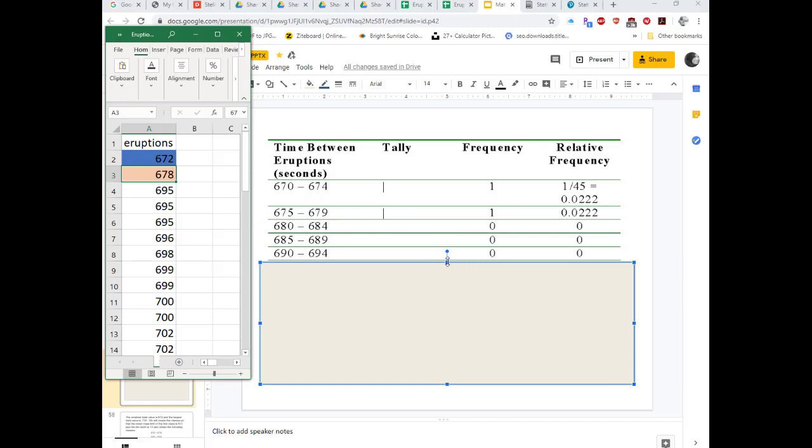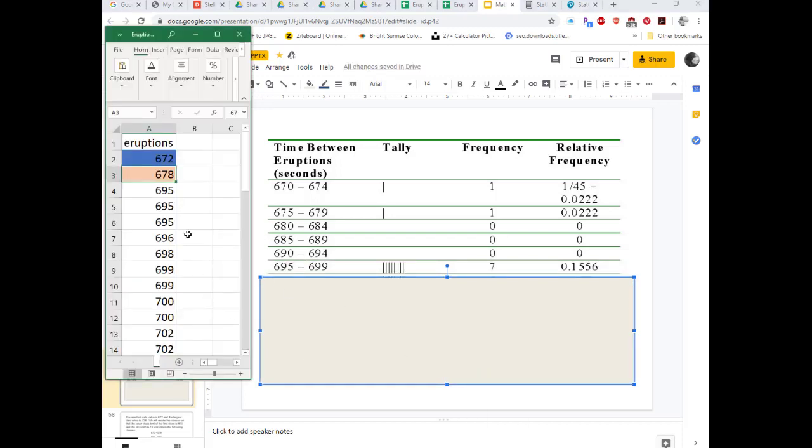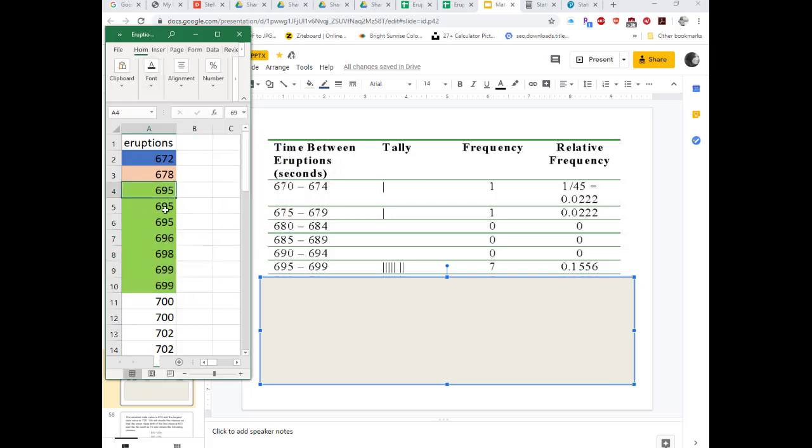The next bin is 695 to 699. Let me pull up my data. Now I'm starting to get some numbers. I'm able to get this number, this number, this number, this number, this number, this number, and this number. I'll put them in a pretty green color. There are 7 of them. If you look down here, the count is 7, or if I count them, 1, 2, 3, 4, 5, 6, 7. I have 7 values.